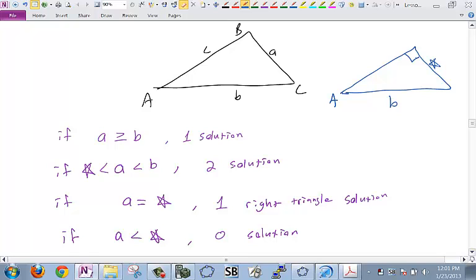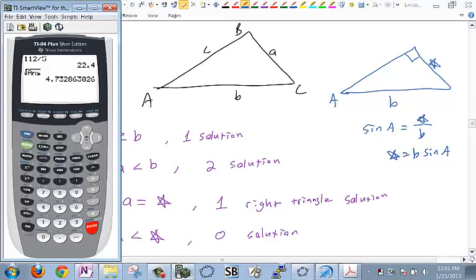Okay, sine. Good. Sine A equals star over B. So therefore, star is B sine A. That is how you determine what that perfect length is.